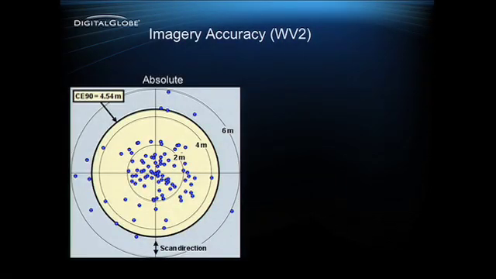Getting back to that whole idea of location, how precisely can we locate a pixel in that image compared with where it really is? On the left-hand side, you can see the statistics that we collect from one of our satellites, WorldView 2. The accuracy is between about 4 and 5 meters for a single image that's unprocessed.